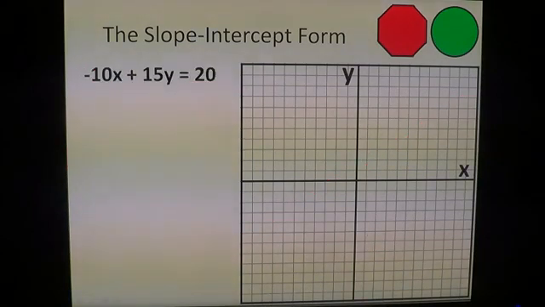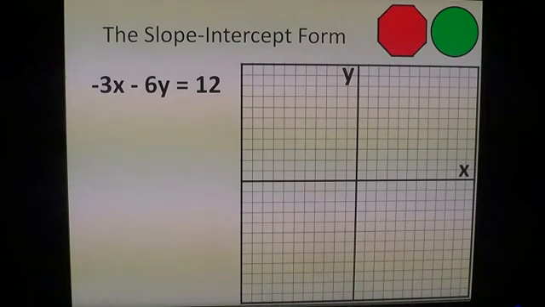Alright, let's see. We just did that one. And we'll work on this one. Oh, let's see. Click on the stop sign. Come back after you've tried. Alright, I'm going to divide everything through by negative 6. Negative 6, negative 6, and negative 6.